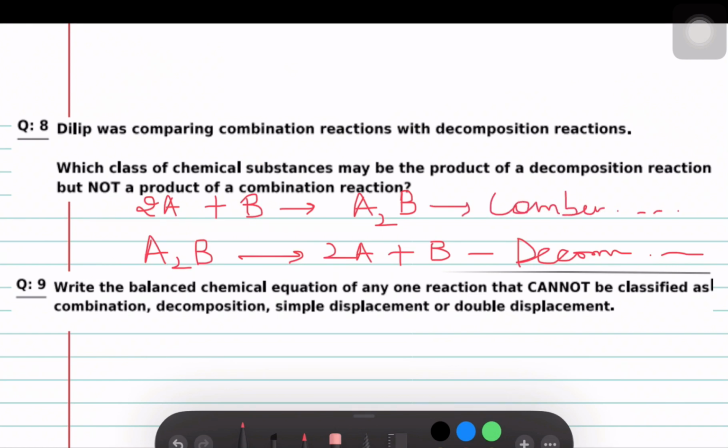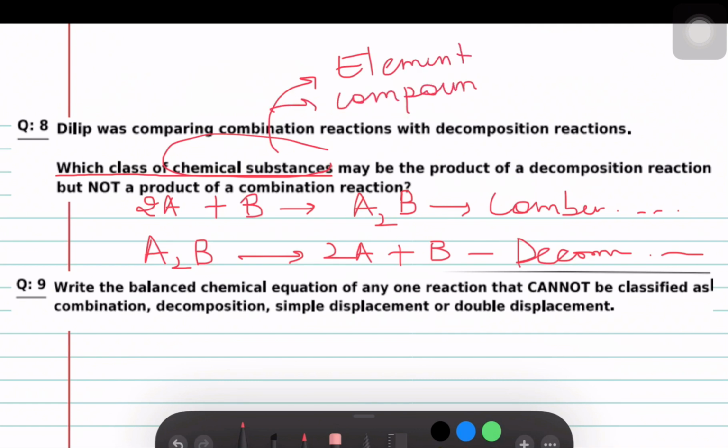Okay, now the question is which class of chemical substances? Chemical substances, that means pure substances, have two classes, elements or compounds. You know this from your grade 9. So which of the two can be a product of decomposition but not a product of combination? What is the product of decomposition here? Elements. And elements cannot be a product of combination. They can be a reactant of combination, but they definitely cannot be a product of combination.